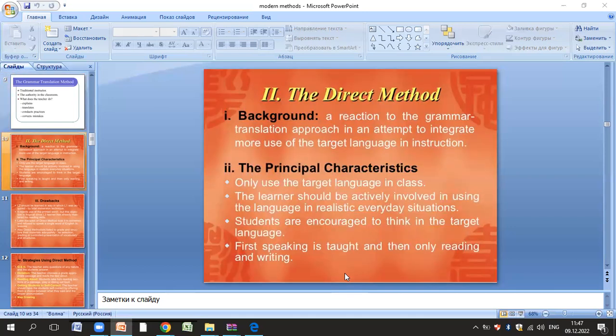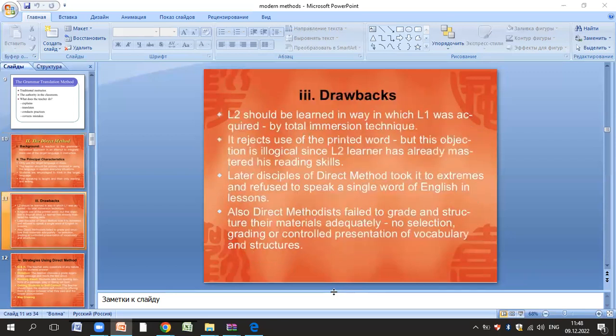The direct method: background. It arose as a reaction to the grammar translation approach, and an attempt to integrate more use of the target language in instruction. The principal characteristics: only the target language is used in class, and the learner should be actively involved in using the language in realistic everyday situations. Students are encouraged to think in the target language. So speaking is taught first, and only then reading and writing.